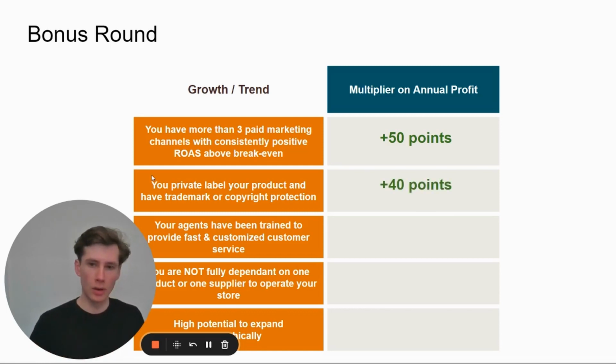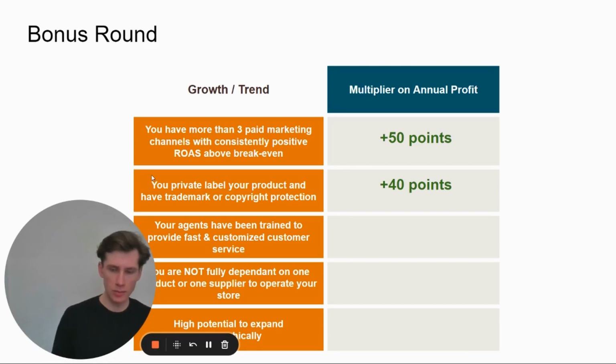You private label your product and have trademark or copyright protection. I think that's also pretty great if you have that, and that comes also with 40 points. Again, this is on the angle of defensibility and being able to protect your product, whatever it is, in the long term. Also, if the buyer makes the acquisition, they will be able to benefit from those protections.